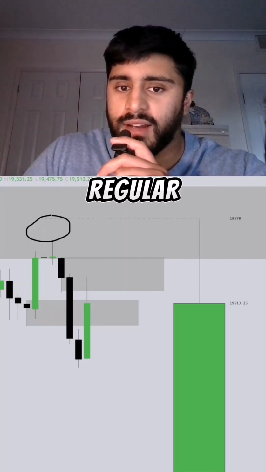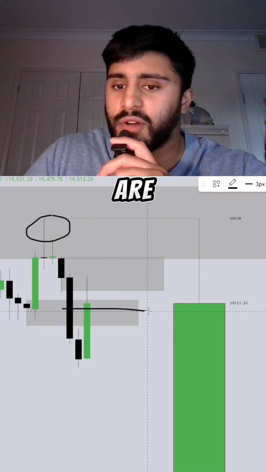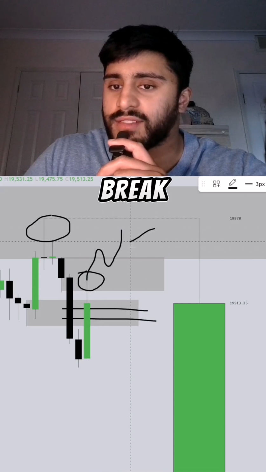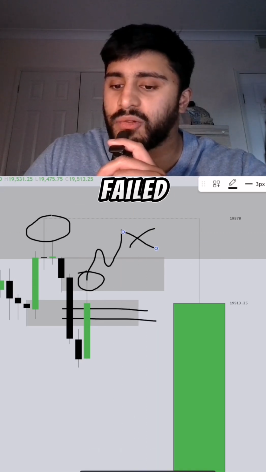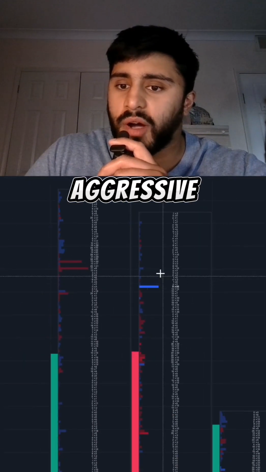So when we go back to the regular candlestick chart, what we can conclude from here is that sellers are very much active in this area. Price is wicked here and unable to break this area. So the aggressive buyers have failed. When we go back to the regular candlestick chart, we can see despite having a red candle over here, there were actually aggressive buyers within this region.